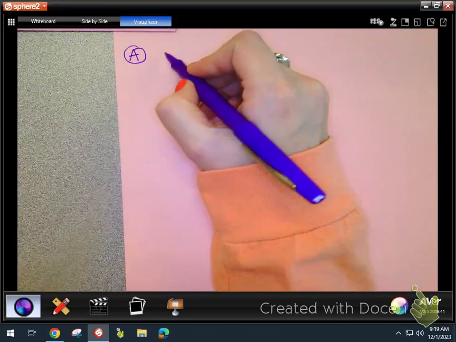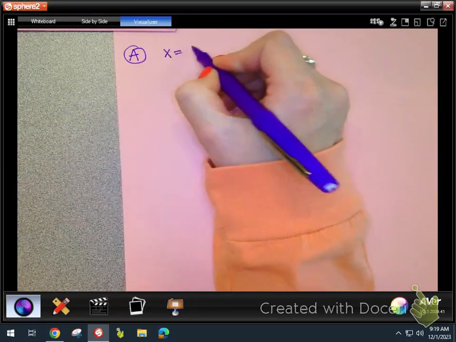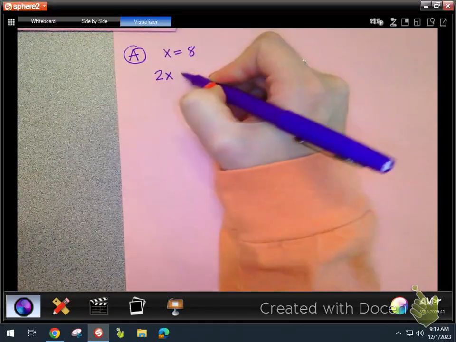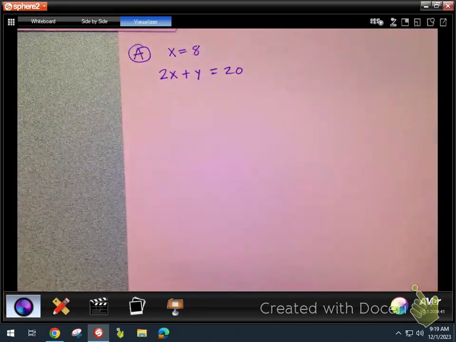I'm going to write it down. Go to some blank space, because you need some space for this. So x equals 8 is my first equation. The other one is 2x plus y equals 20. This is the very first one, problem A.